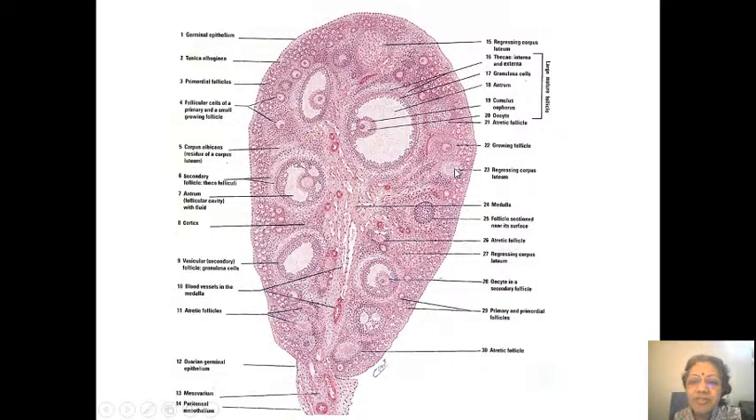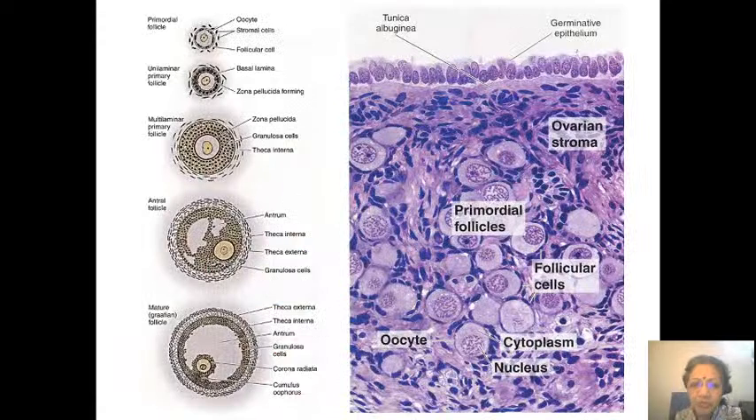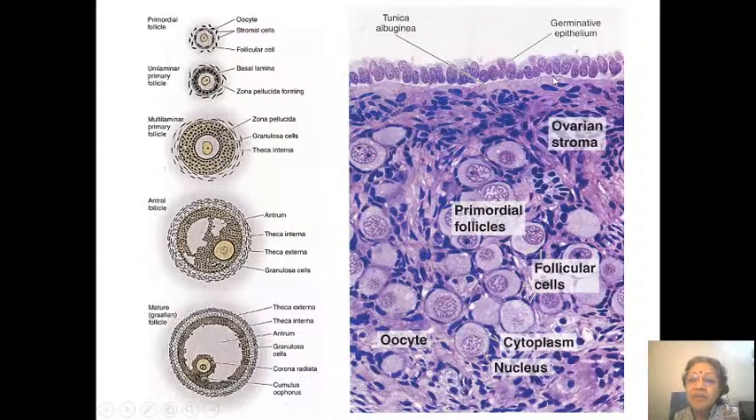We have a regressing corpus luteum. These are degenerating structures. So you have generating structures and then degenerating structures all together at the same time in any one ovary. I'll jump through this just to show you the actual histology. This is very high magnification.